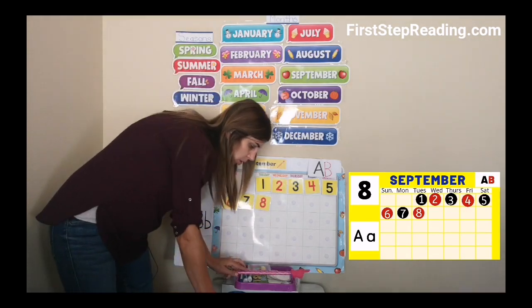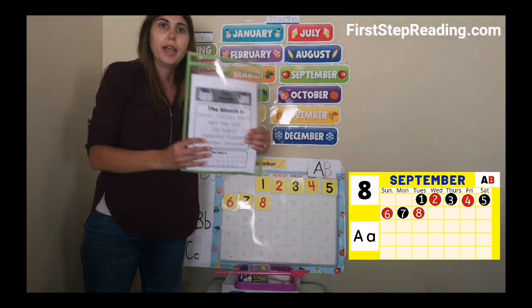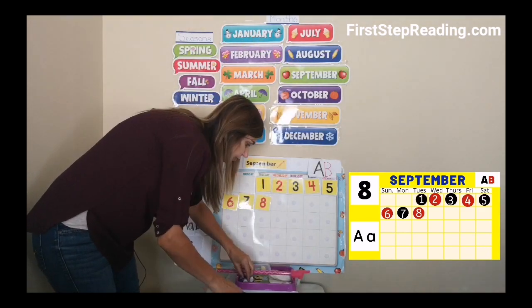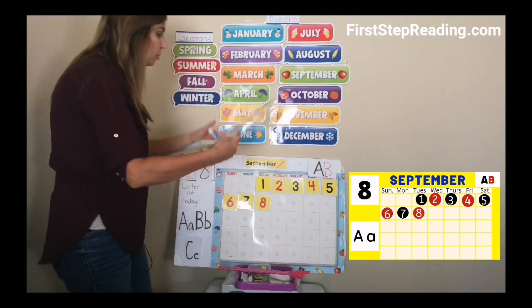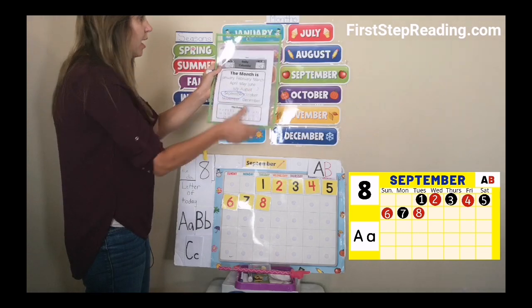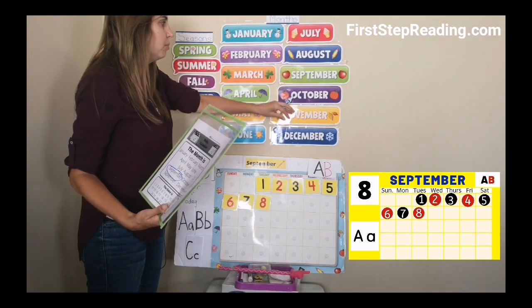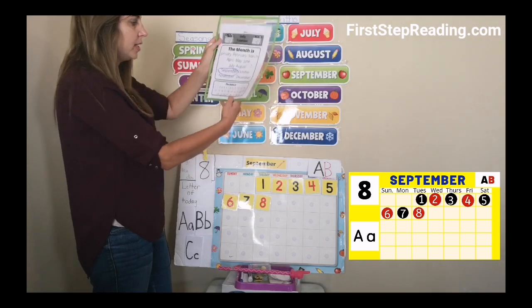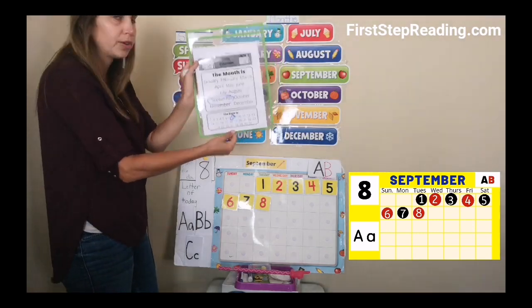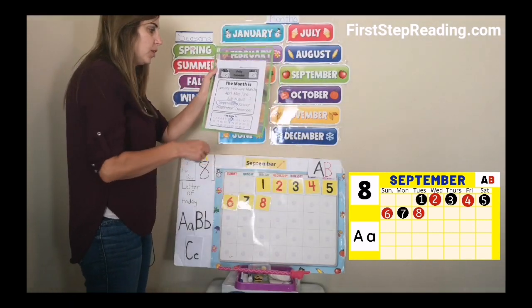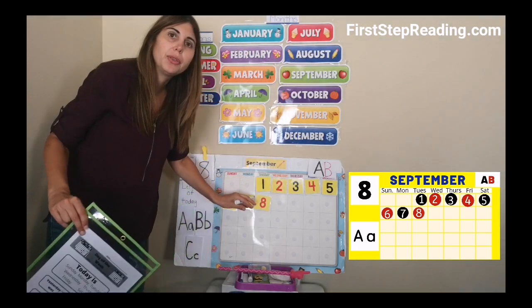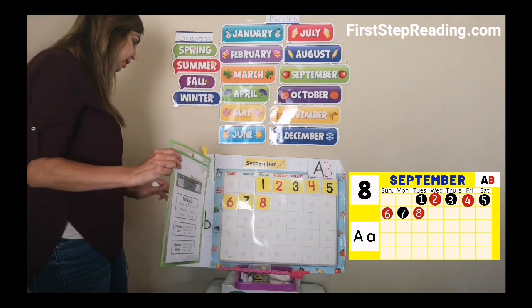So if you have your own calendar, you can print all these worksheets at firststepreading.com. You can fill out the month with me. We said it's September. That comes after August and before October. And we said the date is number 8. That comes after 7. So you can print this and do this at home. So how do I say September 8th? I say September 8th. That's how I would say the date.